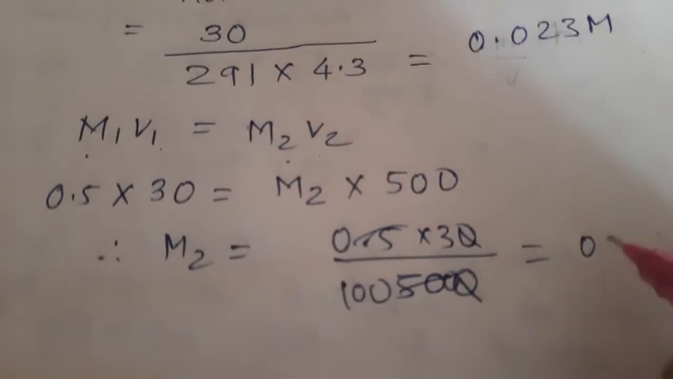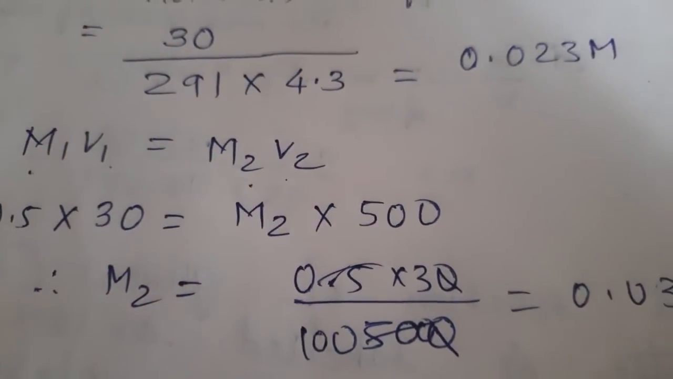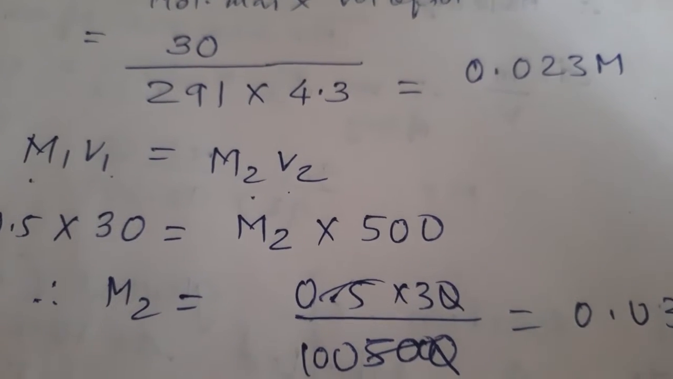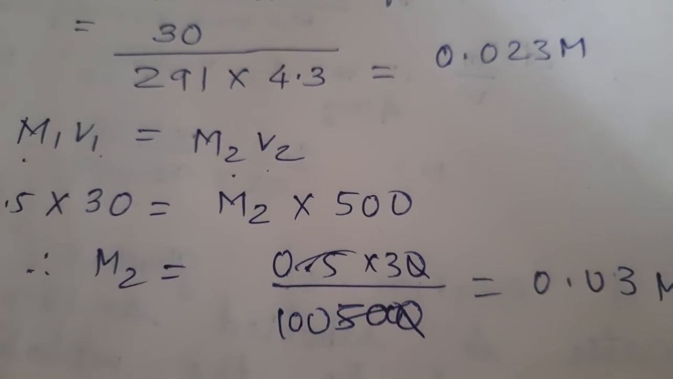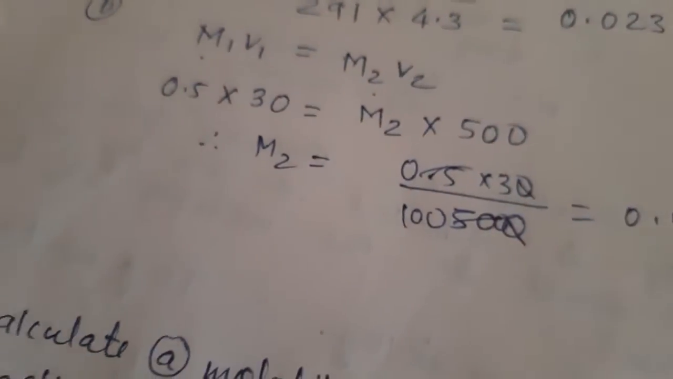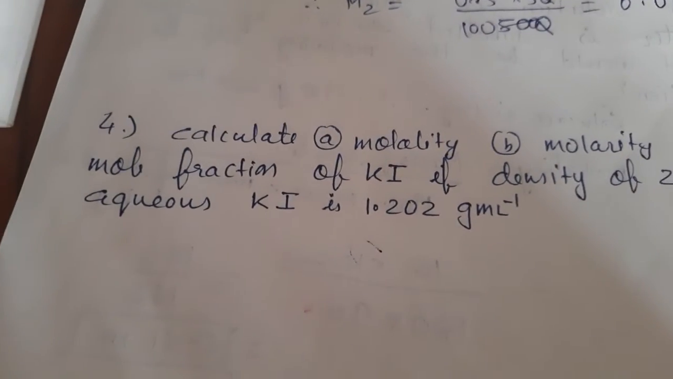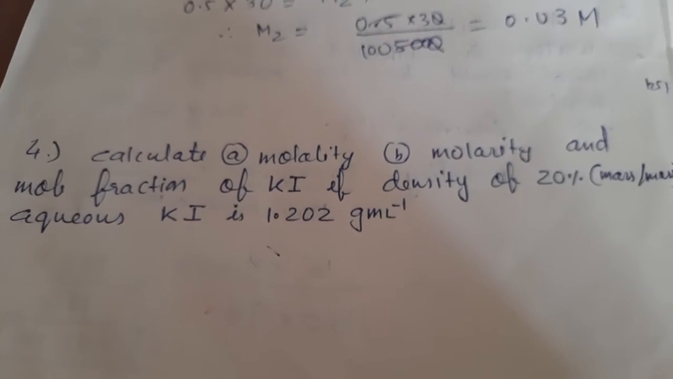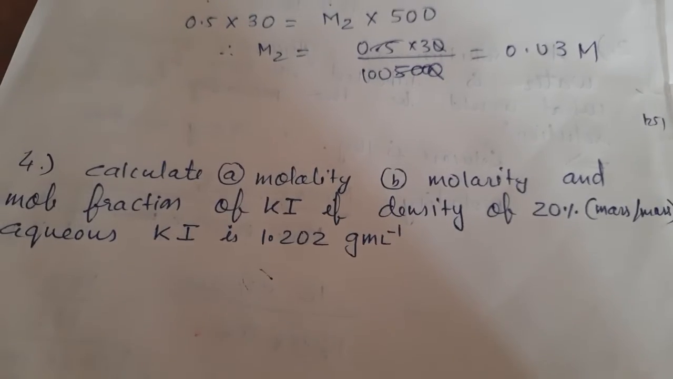So it is 0.03 molar. Answer is 0.03 molar. Correct? You understood that? Then comes the next question. Calculate the molarity and mole fraction of KI if density is given, 20%.